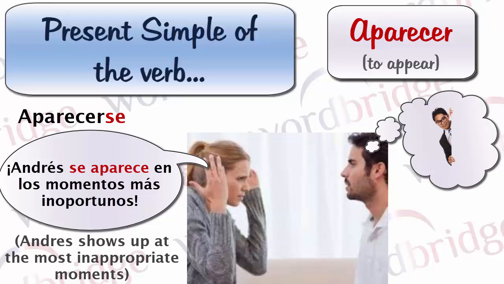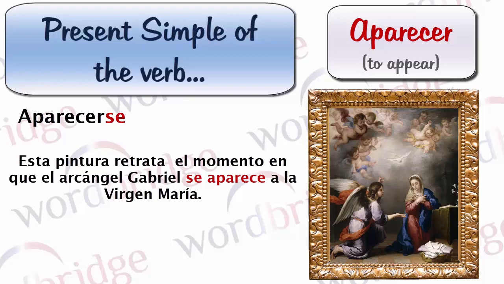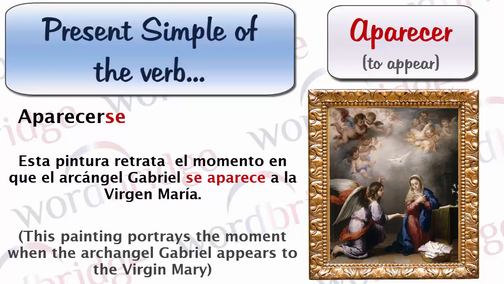Aparecerse is also used in religious terms. For example, when Catholic people talk about the Virgin or a saint apparition, they use this verb. Esta pintura retrata el momento en que el arcángel Gabriel se aparece a la Virgen María. This painting portrays the moment when the archangel Gabriel appears to the Virgin Mary.